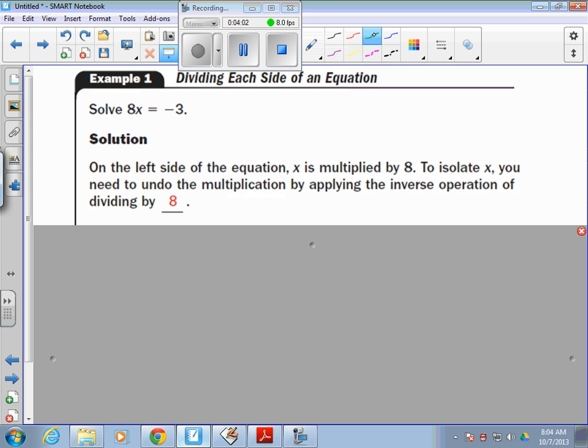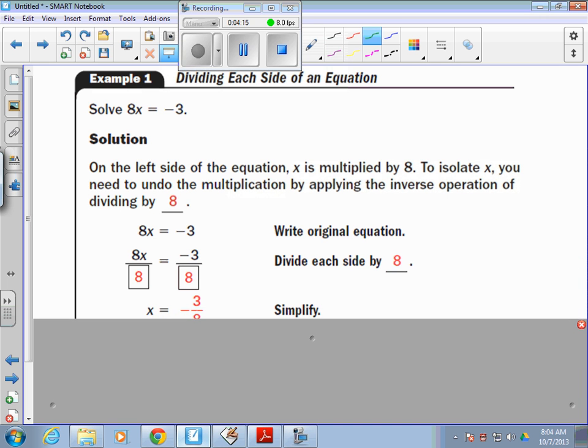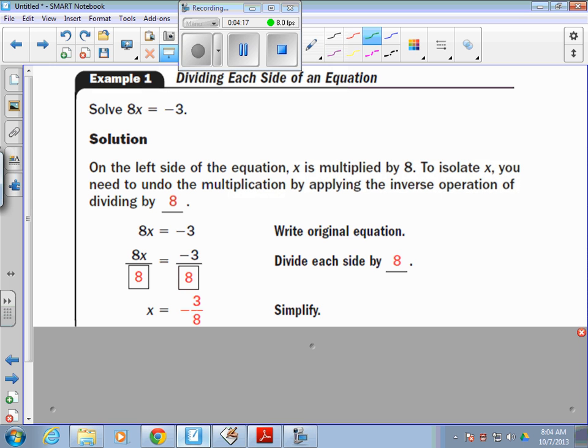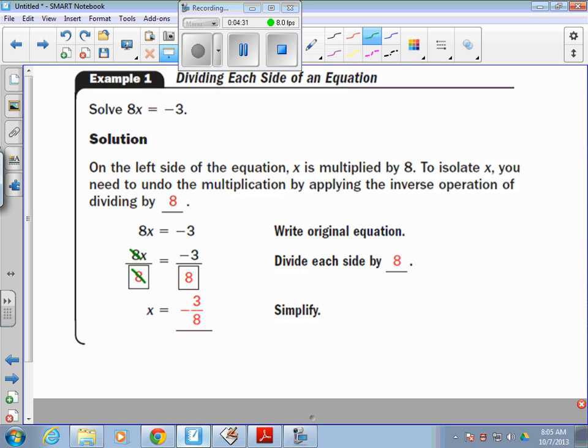Example number 1 says solve 8x is equal to negative 3. It says on the left side of the equation, x is being multiplied by 8. To isolate x, you need to undo multiplication, and the inverse of multiplication is to divide by 8. So we have 8x equals negative 3. Divide the left by 8, and what that'll do is it'll cancel out 8 divided by 8, and it'll just give you x. Divide the right side by 8 as well, and you're left with negative 3 over 8. There's no number that goes into both of them, so that's your simplified answer. X equals negative 3 over 8.